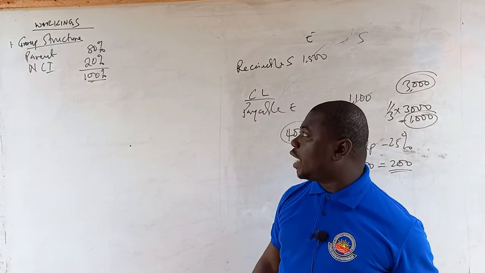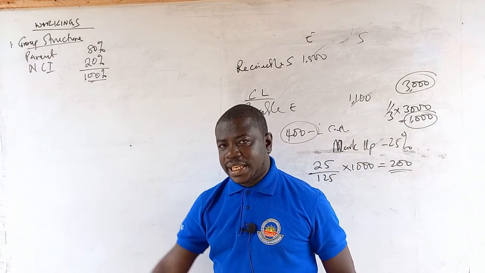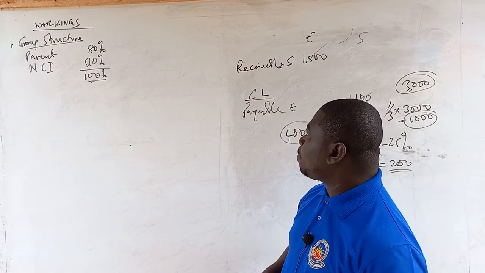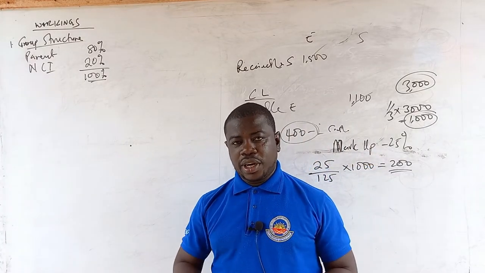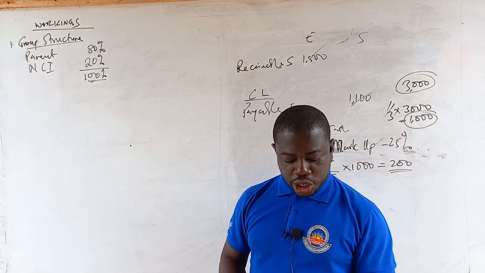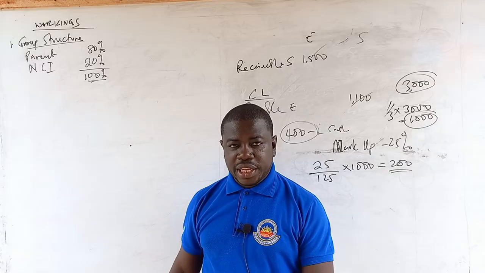Also, we will need the net asset list at acquisition date to make the calculation of the goodwill very easier. So I'm going to first of all prepare the net asset list at acquisition date. And then from there, I'm going to prepare the goodwill and then in that order. When we are done, then we prepare the consolidated statement of financial position. So let us go through that together.